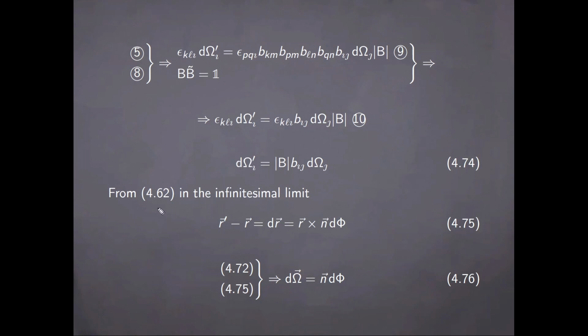Furthermore, if we go back to the formula for finite rotations and we take its infinitesimal limit, the result we immediately obtain is the one here. And then if we put equations 72 and this one together, we obtain that the object d omega has its components equal to the components of the axis of rotation multiplied by the differential of the rotation angle.